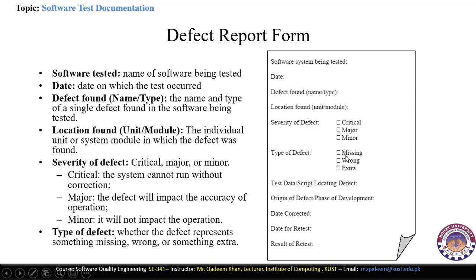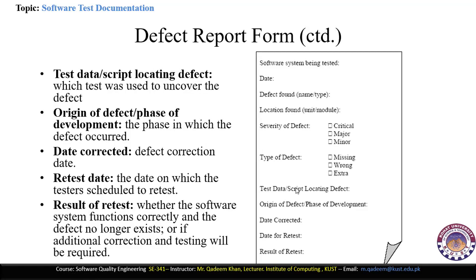Next one is the type of defects. The type of defects means missing, wrong or extra. That is, whether these defects represent that this functionality is missing, or this functionality is wrong, or this functionality is extra or not required. Next one is the test date and script location. Test date means the date on which the test has been conducted. There we will identify the test dates, the script or location of the defects.